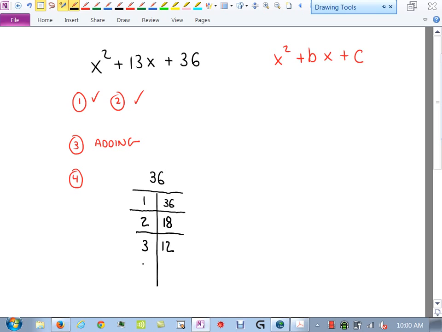Does 4 go into 36? 9 times. Does 5? Does 6? 6 and 6. And we can stop now because these are as close together as you're ever going to get, right? 7 wouldn't work. 8 wouldn't work. 9 we already have, 9 times 4. They don't have to be the same number, but they'll get real close together, and then after that, you start repeating things in your table. Does that make sense?